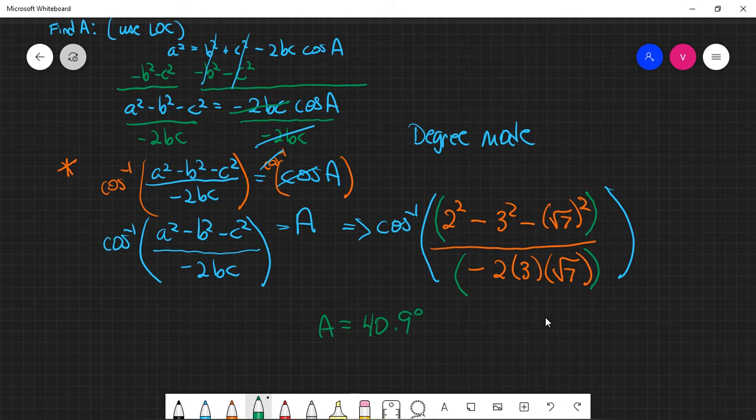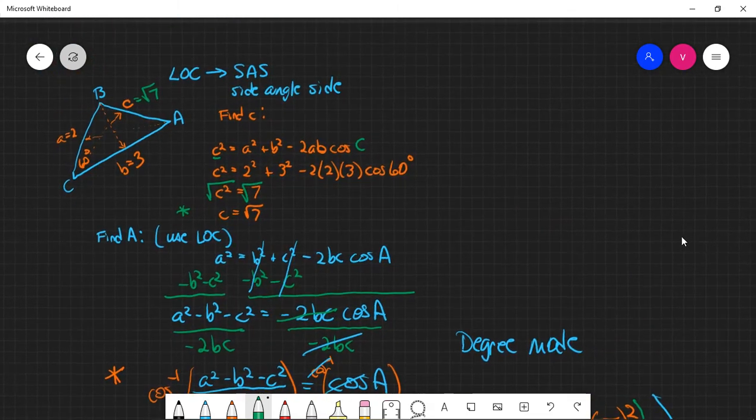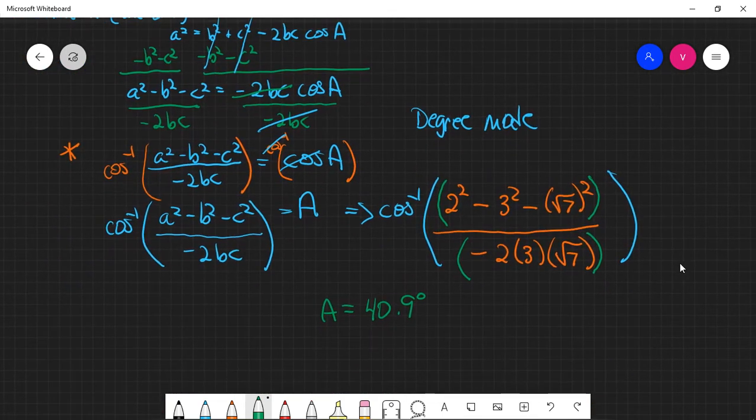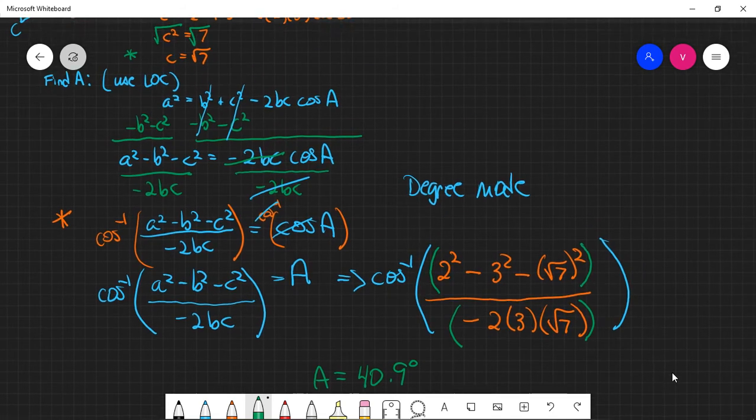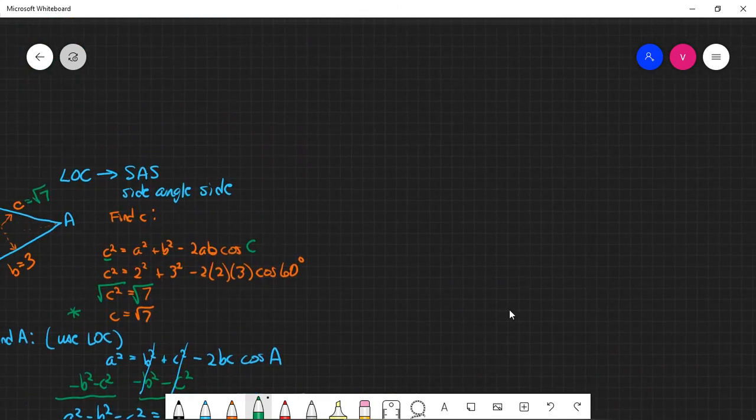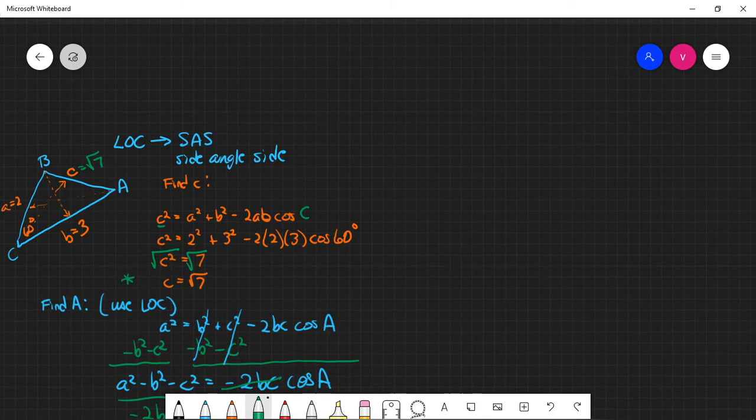Okay? So if you have your angle C and you now found your angle A, your angle B is just 180 minus those two. But we're just going to use the law of sines just for fun to find out your angle B right here. So let's find angle B using law of sines.